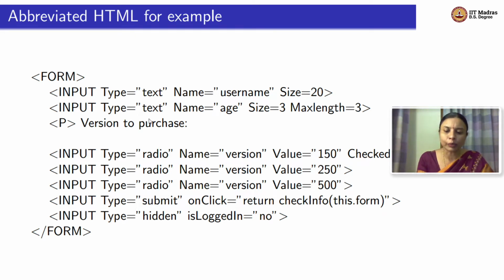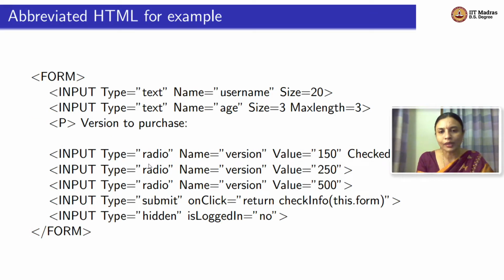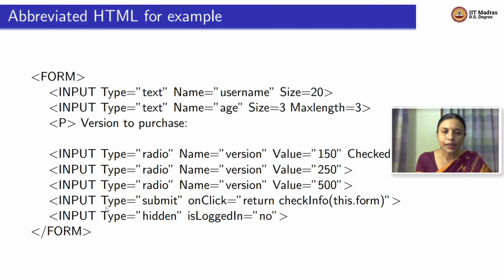And then the third input is the version to purchase. There are 3 radio buttons, one for small, one for medium, and one for large, and they are given numeric values like 150, 250, and 300. This page doesn't show a submit button, but assume there's a submit button down below. The user types the name and age, chooses one of these versions, and presses submit. The last but one line says the next input is submit.